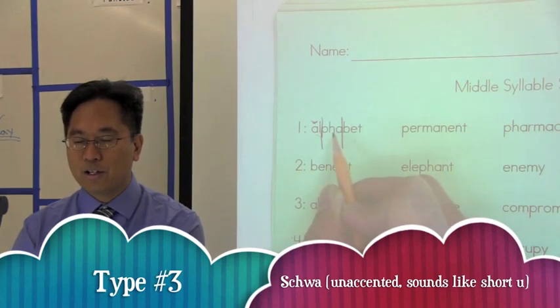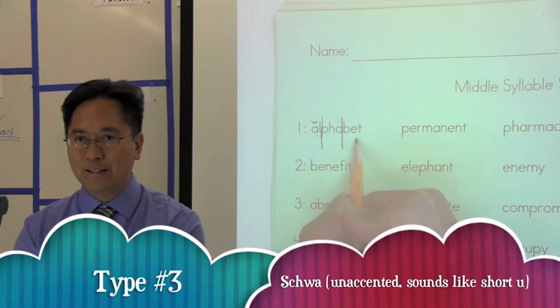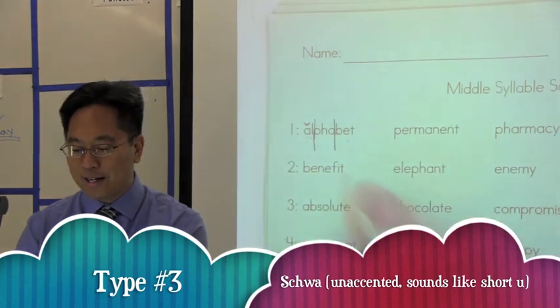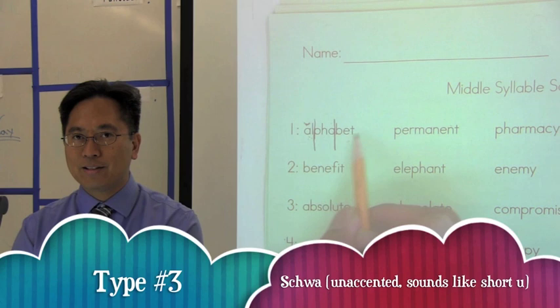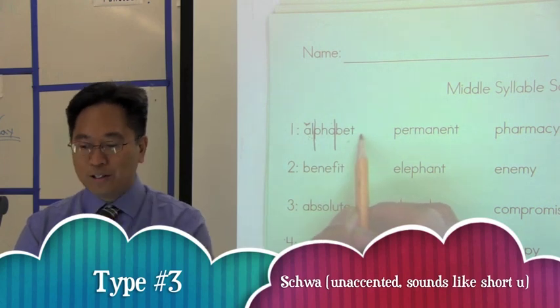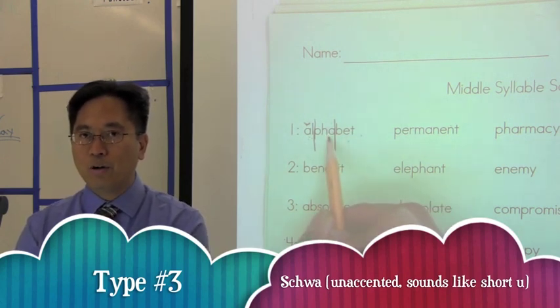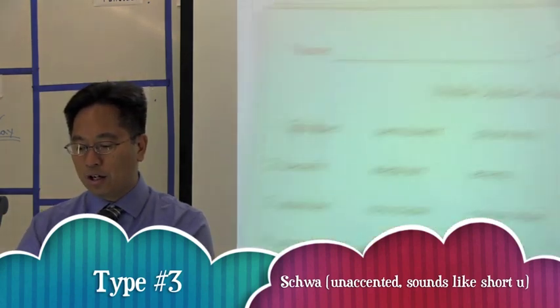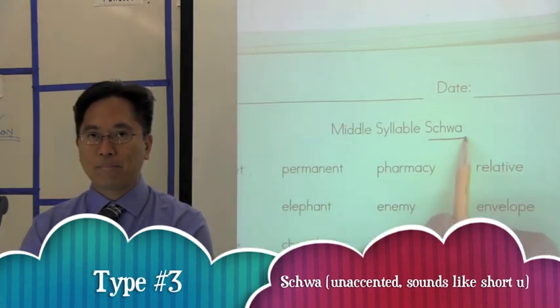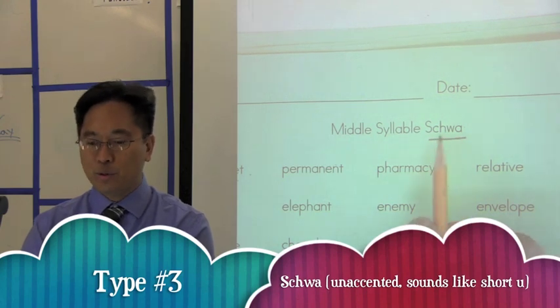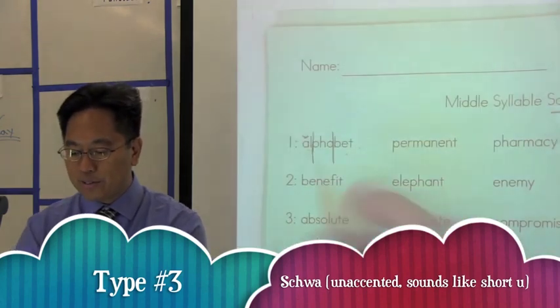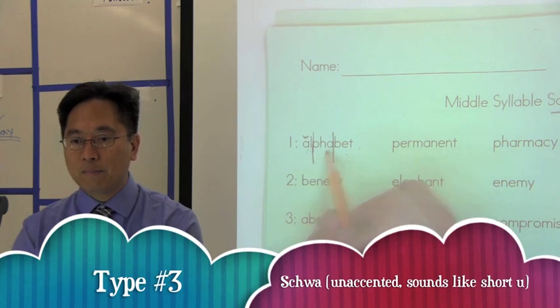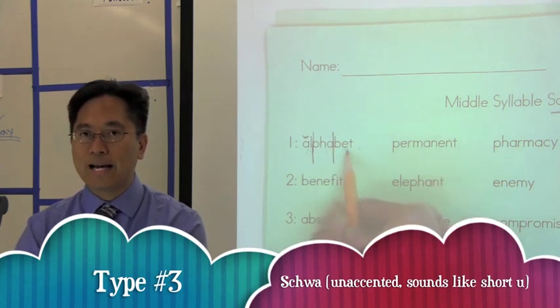Let's see, if it's a short vowel, this would be alphabet. That doesn't sound right. Let me try long vowel instead. Alphabet. That doesn't make any sense at all. So is this a short vowel or long vowel? And the answer is it's neither. This is called a schwa. And a schwa sounds like a short U sound. So this is pronounced al-pha-bet. And the whole word is alphabet.